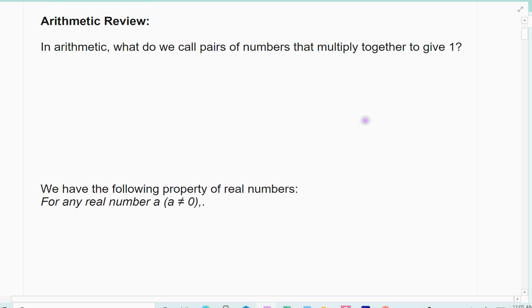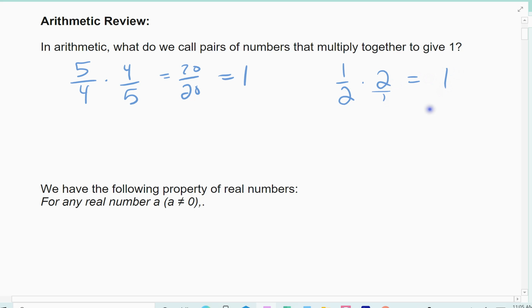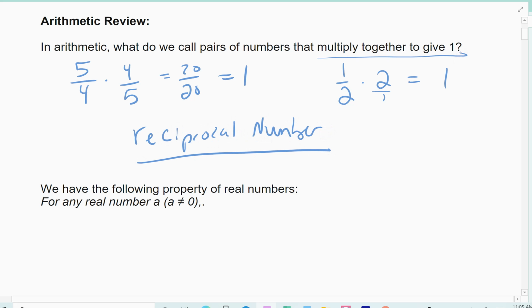I'll give you an example and maybe you can come up with a name. If I take 5/4 and multiply it by 4/5, that gives me 20 over 20, which reduces to 1. Or 1/2 times 2, same thing, gives me 1. What are those numbers called when we flip the numerator and the denominator? Those special names are called reciprocals. The important property about reciprocal numbers is that when we multiply them, we get 1 out. We usually say flip the numerator and denominator.